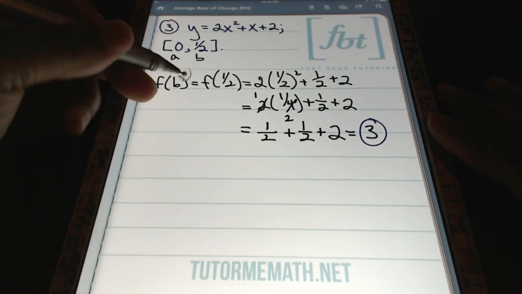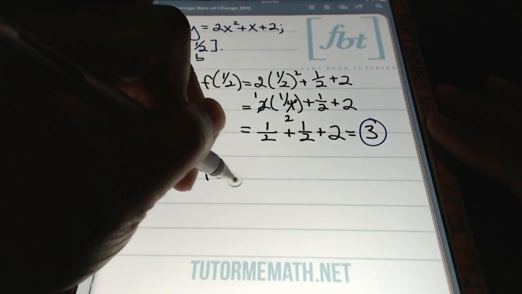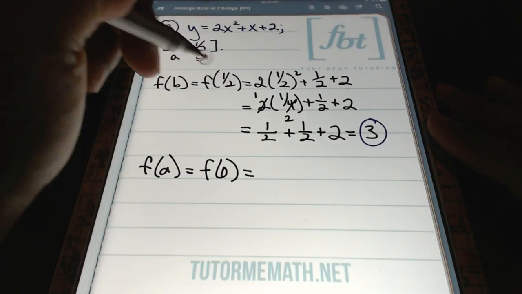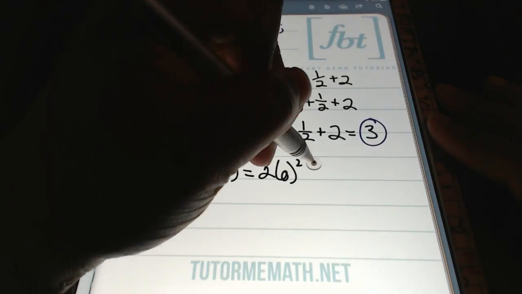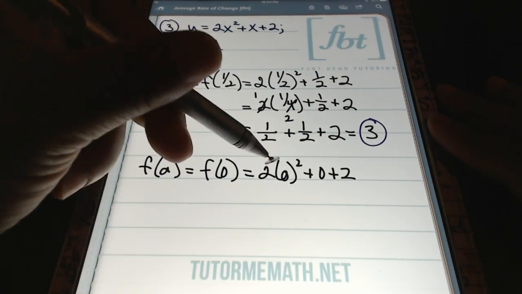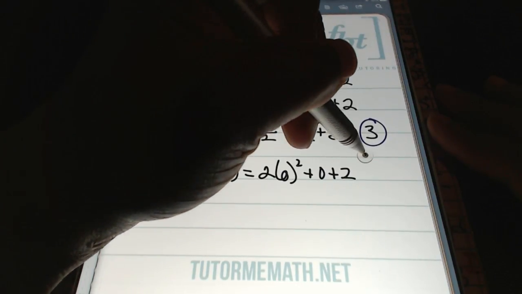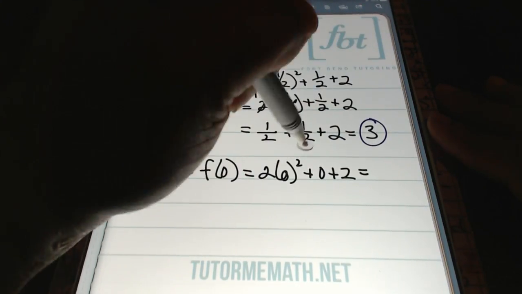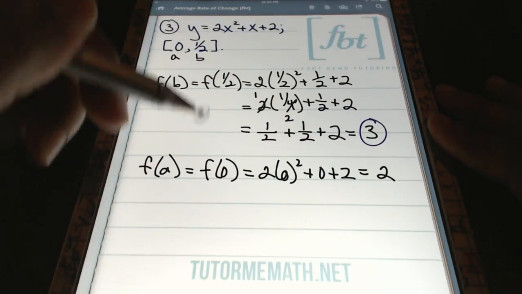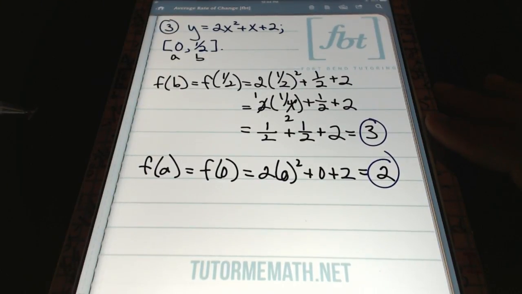All right, continuing on, guys. We got f of a to find. We need to find out that value of f of a. In this case, we'll be plugging in 0 into the function. So plugging that in, we'll have 2 times 0 squared plus 0 plus 2. So 0 squared is just 0, guys. And then 0 times 2 is 0. And 0 plus 0 is 0. Then 0 plus 2 is 2. There you go. And now we have our values that we can use to plug into the formula.